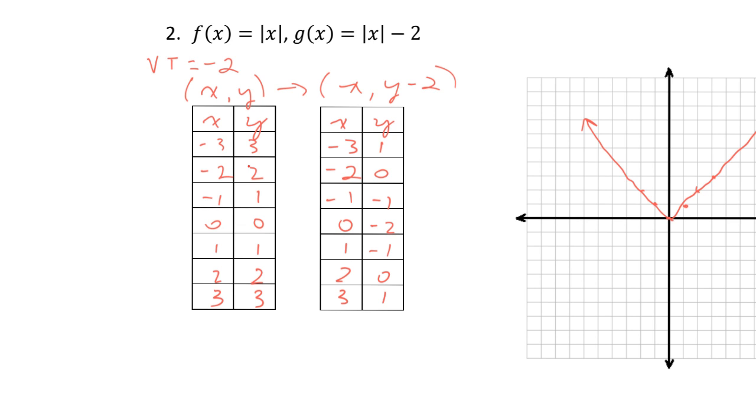So I'll switch colors again to sketch that one in. And our points are like this. So it's exactly the same shape. It's just been lowered by 2 points. Every point on the original graph is now lower by 2. Okay.